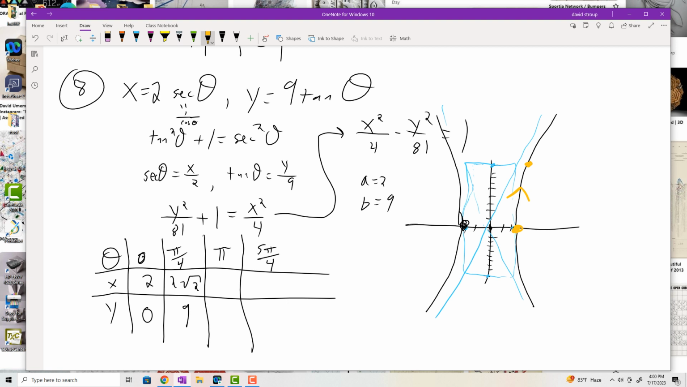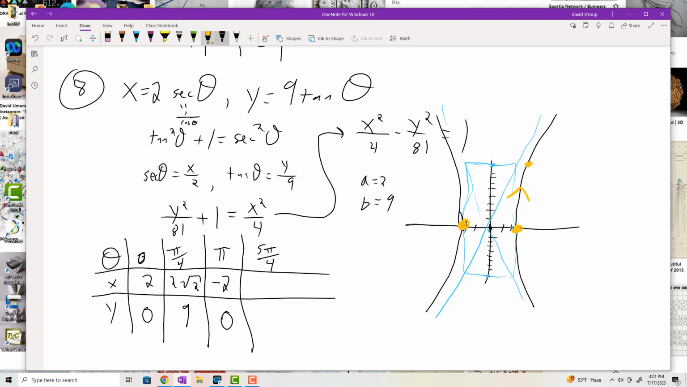So plugging in pi. Secant of pi is -1, so this will be -2. So now I know I'm on the other branch. And then tan of pi is sine over cosine, and sine of pi is 0. That has to be 0. Okay, -2, 0. I'll put a dot there.